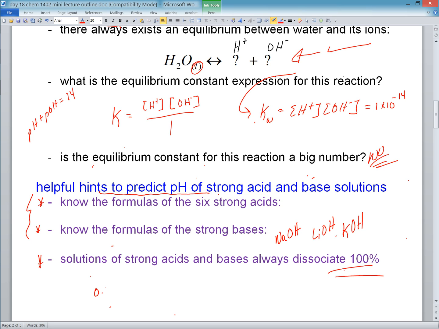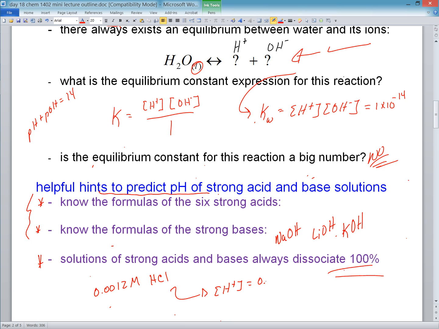If I had 0.0012 molar HCl, what's so special about HCl? It's a strong acid. So that means, what would be the concentration of H+? If I know that I have 0.0012 molar HCl, it dissociates 100%. So every 1 HCl, I get 1 H+. Won't its concentration be the same? Yeah. That's what makes it easy.